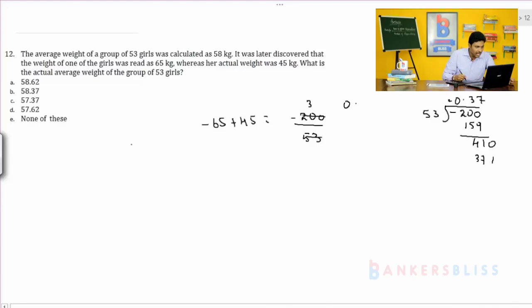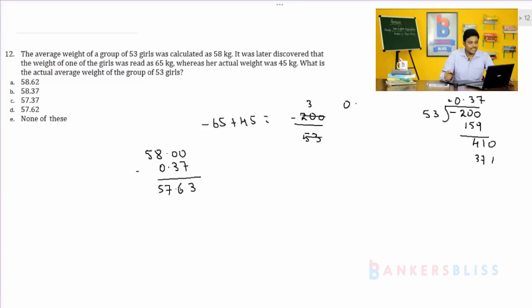So originally the average was 58 kg. Now you have to subtract 0.37 from 58 kg. So if you subtract, 9 minus 3, 6, 57.63 you will get, but you have to mark it as 57.62 because further calculation also we can do. We have a scope to do the further calculation, so we will get the answer as 57.62 instead of 57.63.